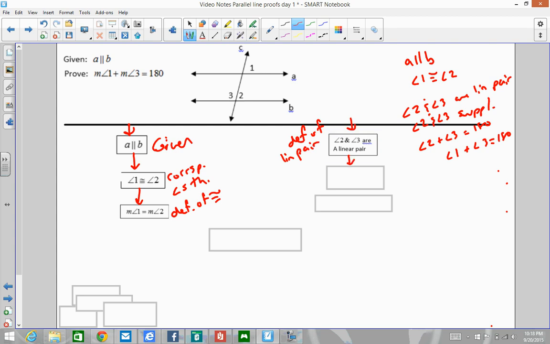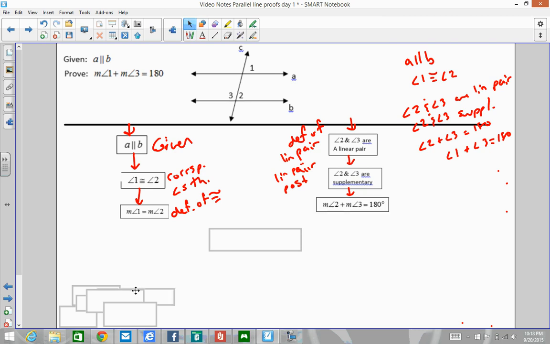And then after I can say they're a linear pair, then I can say that they are supplementary. They are supplementary because of the linear pair postulate, which says that if I have a linear pair, then they're supplementary. And I know by the definition of supplementary that if they're supplementary, then they add to equal 180. So this is the definition of supplementary angles. All right, so now I know 2 plus 3 is equal to 180.